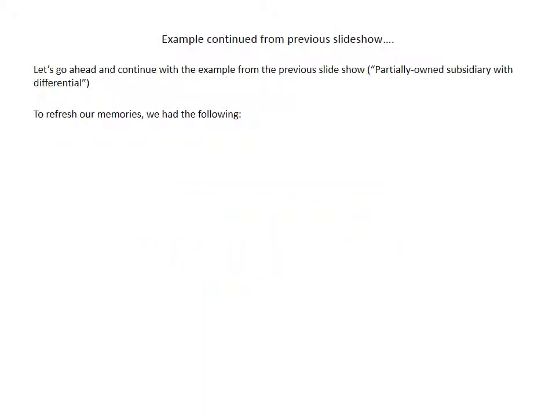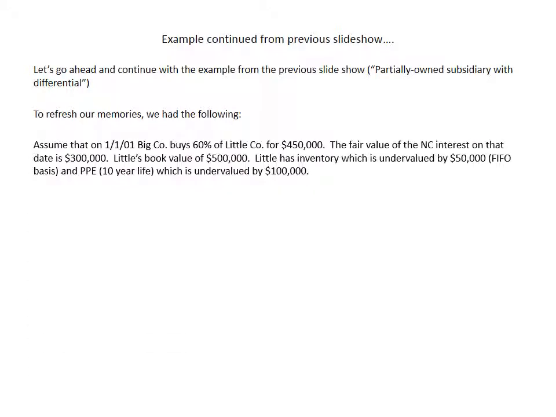Okay, let's continue with the example from the previous slideshow, the one titled Partially Owned Subsidiary with Differential. Again, to refresh our memories, we had the following. January 1st, 01, Big Company buys 60% of Little Company for $450,000. The fair value of the non-controlling interest on that date is $300,000. Little's book value is $500,000.